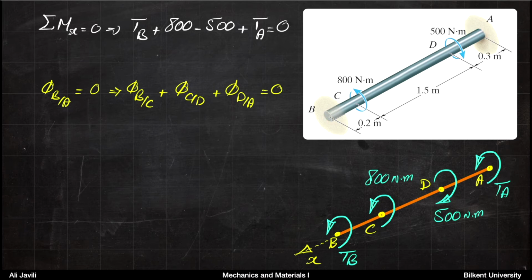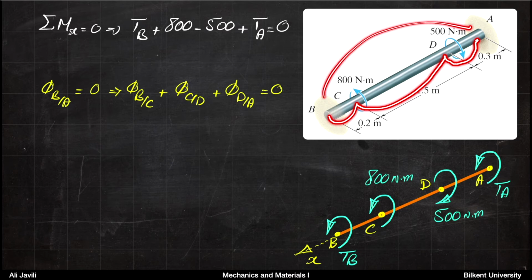So what does that mean? That means point B with respect to point A does not rotate. So phi B with respect to A is 0. Now, phi B with respect to A is phi B with respect to C plus phi C with respect to D plus phi D with respect to A. So basically, you would add these three rotations to find how much rotation you get between A and B.